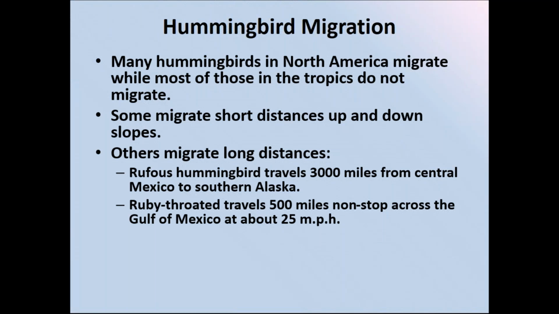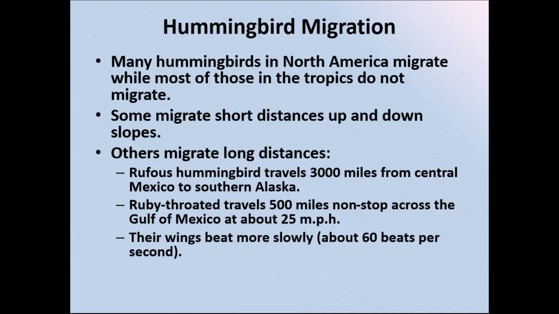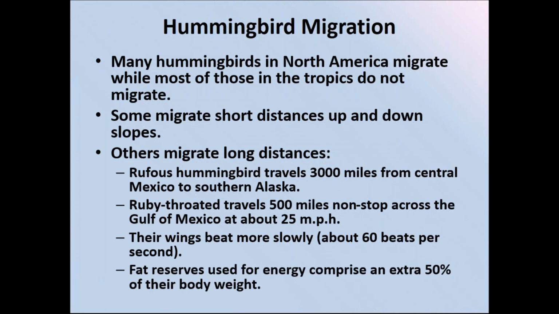The ruby-throated hummingbird back east goes about 500 miles across the Gulf of Mexico at 25 miles an hour. So if you do the math, that's 20 hours of straight flight across the Gulf, and there's no chance to stop on the way. They have a kind of a fifth gear, these hummingbirds, and so they can slow their wing beats down from 80 beats a second down to 60 beats a second to save fuel when they're doing things like crossing the Gulf of Mexico. And of course, they've got to fatten up before a big flight like that. So back east, again, the ruby-throated is doing this.